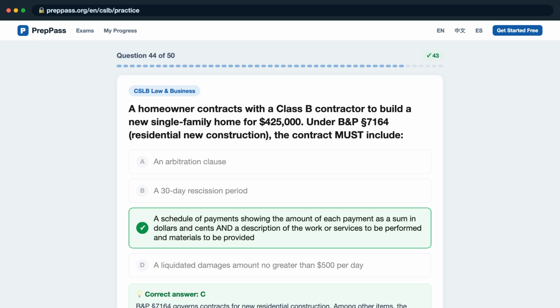BNP Section 7164 governs contracts for new residential construction. Among other items, the contract must include a payment schedule with each payment expressed in dollars and cents and tied to specific work/services or materials to be furnished.